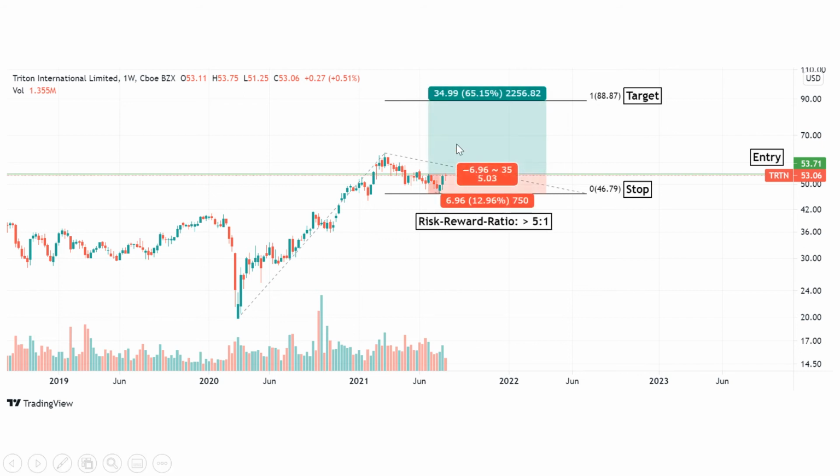So now we take a look at the risk-reward ratio. We have an upside potential of around 65% and a risk of around 13%. So this is a risk-reward ratio which is higher than 5. So this is also a very good setup.